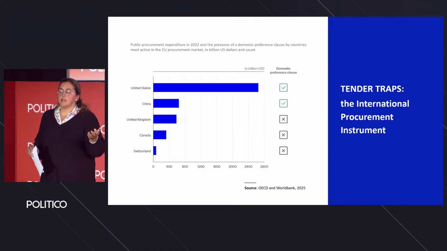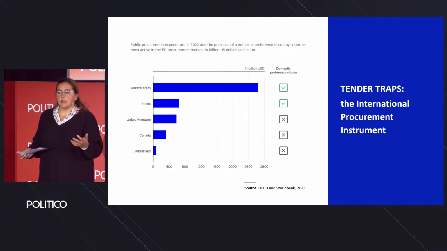And you can still see that the top procurement spenders on the graph there, China and the US, have a domestic preference clause where the EU currently doesn't have one. That might still change in the very near future. And so that will also signal that maybe this instrument doesn't work as well as it should to induce reciprocity.